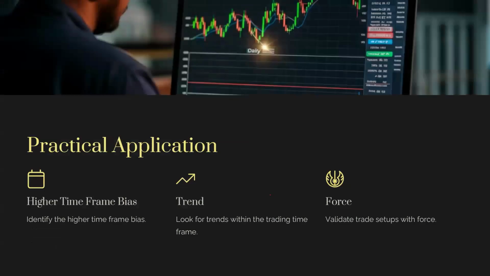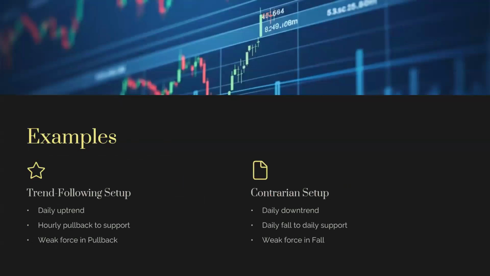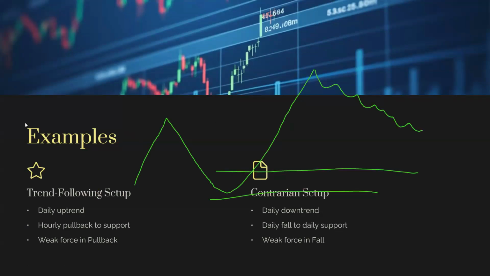So how to use higher time frame bias, trend and force. We'll see some examples. If we are taking a trade based on a trend following setup, what should we look at? The daily chart should have an uptrend. Then an hourly pullback to support is happening. In multi-time frame analysis, daily shows an uptrend, there is a buying area here, and on the hourly chart there is a pullback price action.